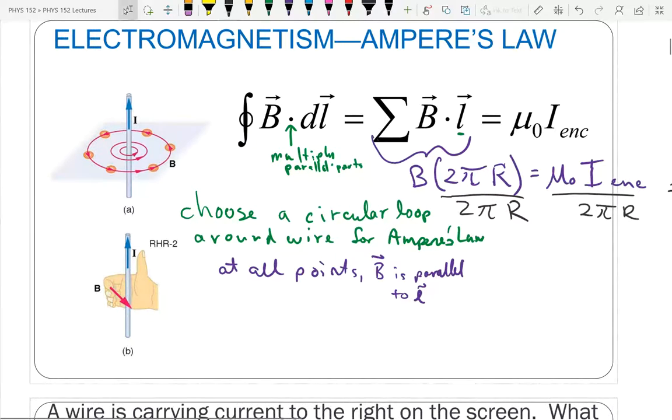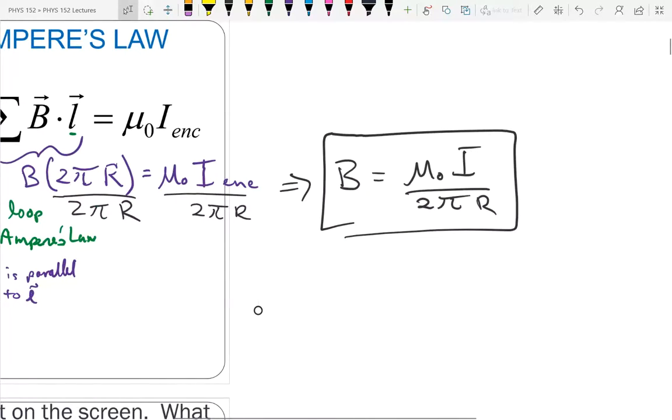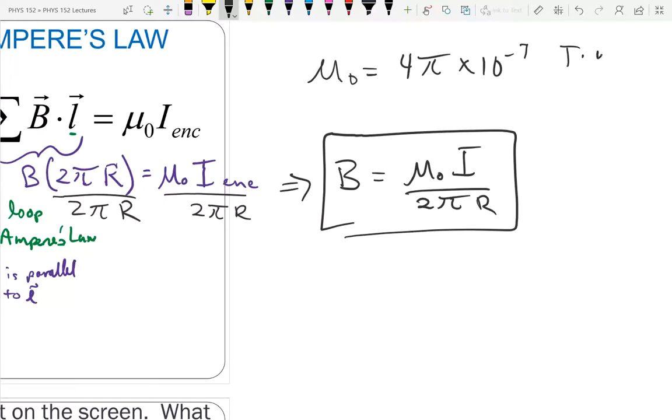Now, what about that permeability of free space? Its value is, if I remember right, four pi times 10 to the minus 7, and it's going to have units of, oh boy. Honestly, I don't remember its units. I'm sure I could figure it out, but I don't want to. Tesla times meter over ampere. How's that? I just got that from looking at Ampere's law. Pretty sure that's its value.